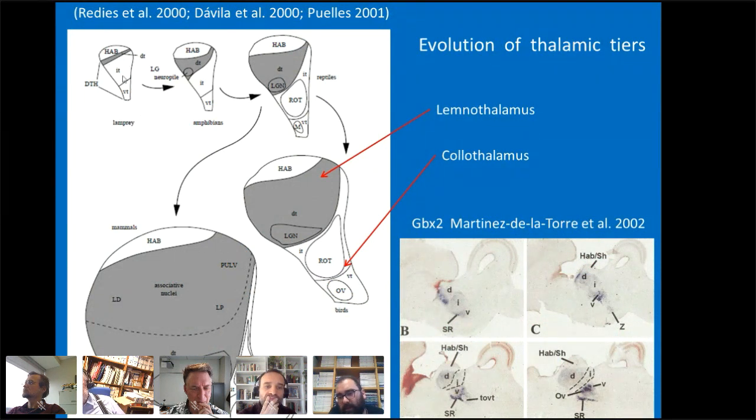Then other parts of the pallium will get projections from the intermediate and the ventral tiers. And you can see that as you pass into amphibians, there's a certain increase of this territory. And already within this dorsal territory, which people call anterior nucleus, is where you start to get a primordium of the lateral geniculate nucleus.